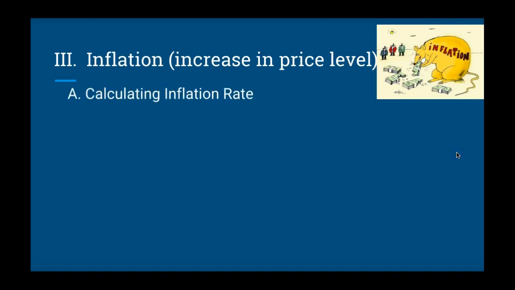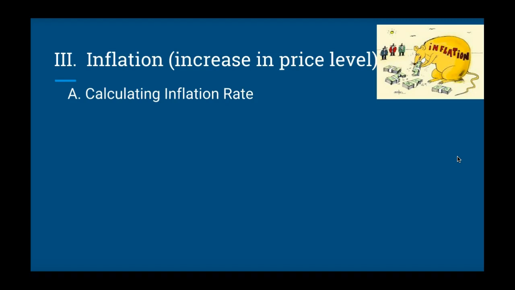So how do we calculate the inflation rate? Well, if you remember way back to the very beginning of this unit and this chapter, we talked about how to calculate changes in GDP from one year to the next. We can determine the percent change by taking the GDP of year two minus the GDP of year one, divided by the GDP of year one, and that will tell us the percent change in GDP from one year to the next.